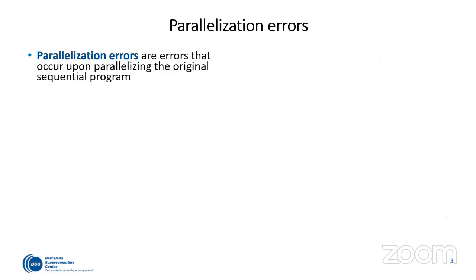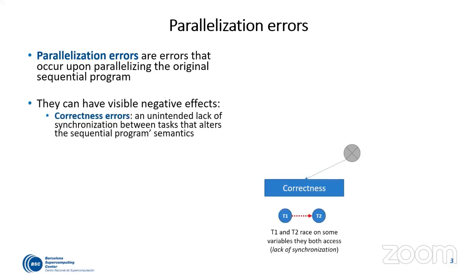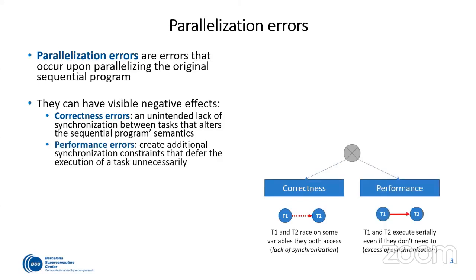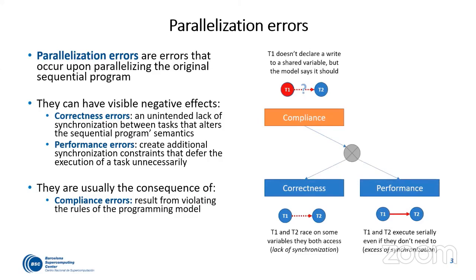Parallelization errors are errors belonging to the parallelized version of a program. They can be roughly divided into correctness errors, when there is a lack of synchronization that alters the original sequential program semantics, and performance errors, when there is an excess of synchronization that slows down the application unnecessarily. Usually, detecting these errors requires algorithms that are tailored to a specific class of bugs, especially correctness ones, like data races. In our work, we are interested in detecting and reporting another class of errors called compliance errors, which can be the cause of several correctness or performance bugs.